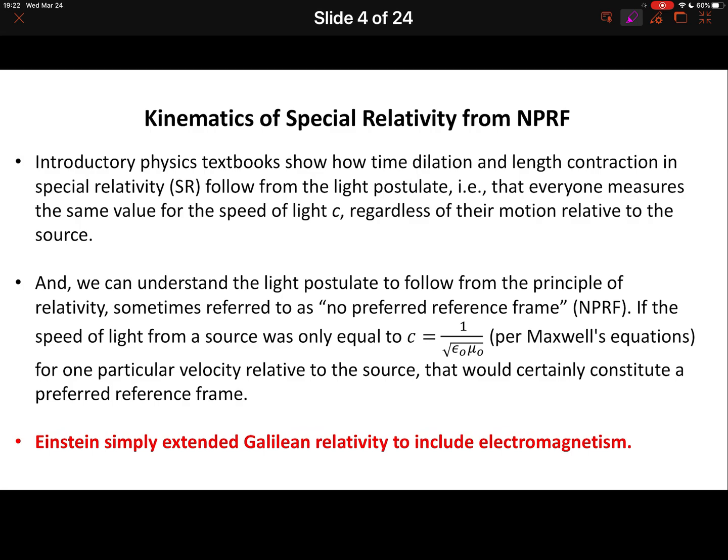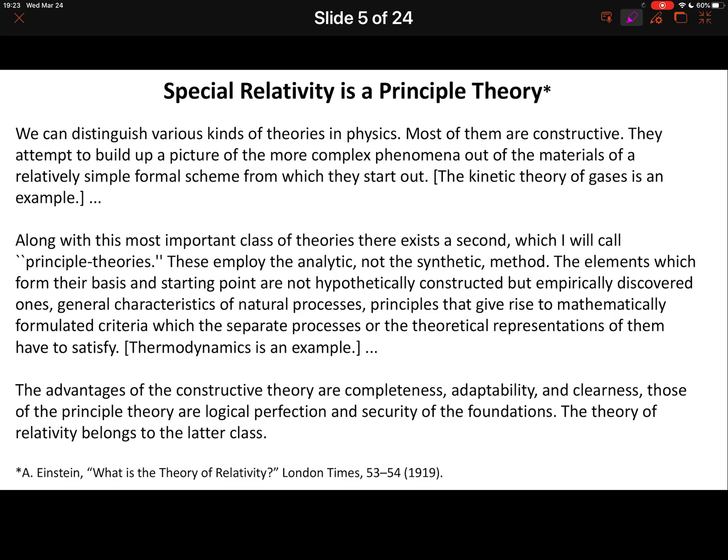So, all the introductory physics textbooks show how time dilation and length contraction follow from the light postulate. A few even say how the light postulate follows from the relativity principle. Otherwise, there would just be certain frames in which you'd measure Maxwell's predicted value for the speed of light. So Einstein simply extended Galilean relativity from mechanics to include electromagnetism, in fact, all the laws of physics.